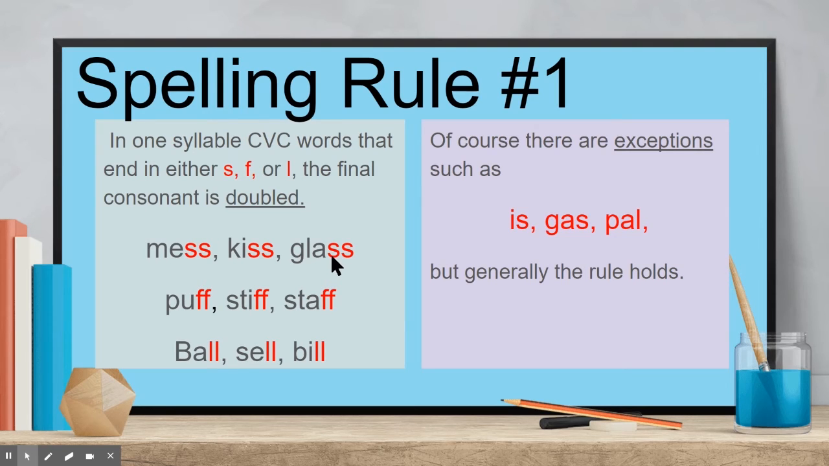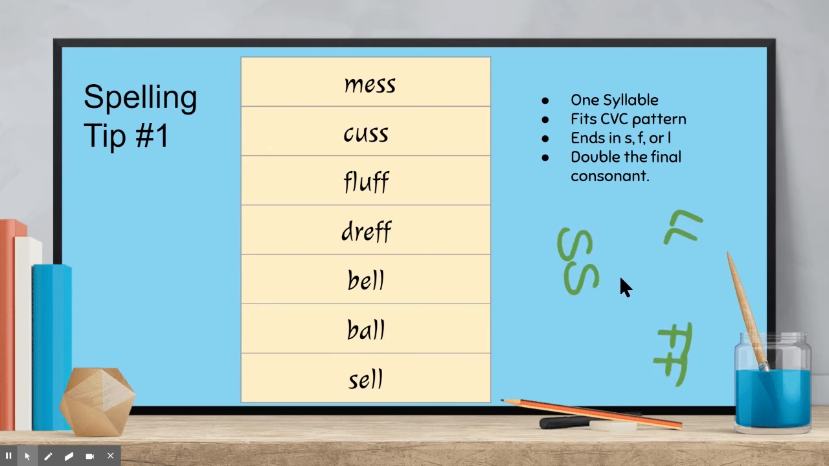This goes on to relate to some other spelling rules, but it's important to put those 2 S's there because it'll affect the spelling later if you don't, when you modify the word. So with S, F, or L, we have to put 2 S's. There's 3 exceptions to this rule: is, gas, and pal, but most of the time the rule holds, right? So that's a spelling rule: if a word ends in S, F, or L, double that final consonant.